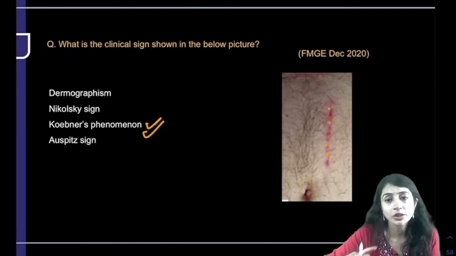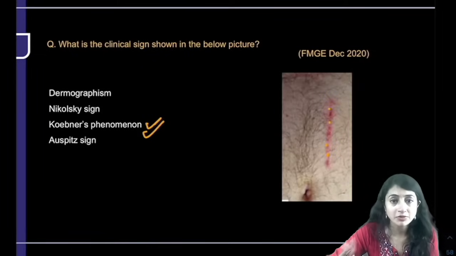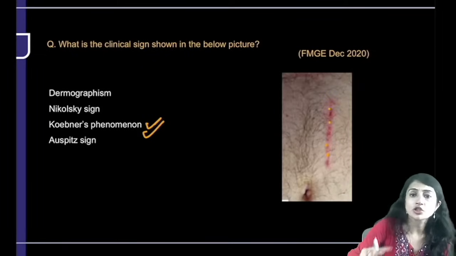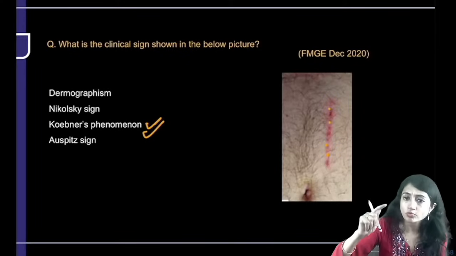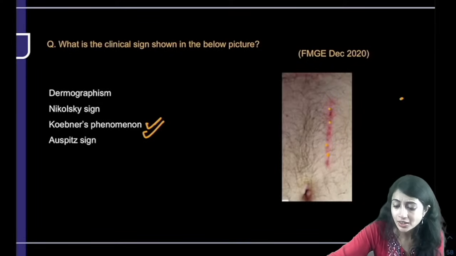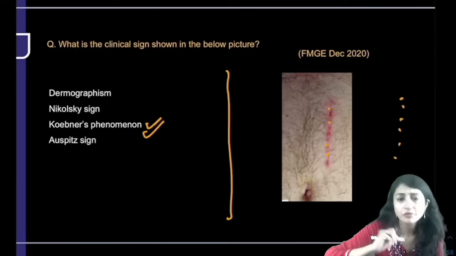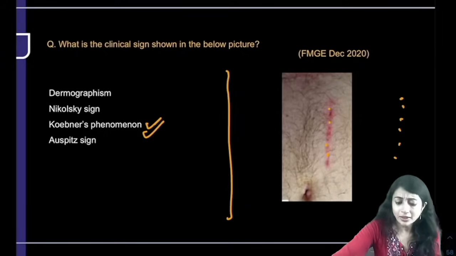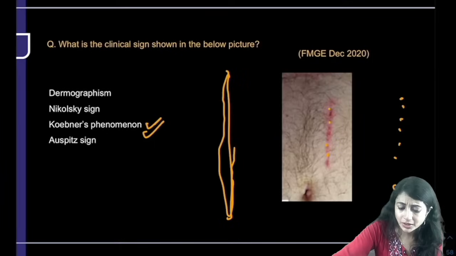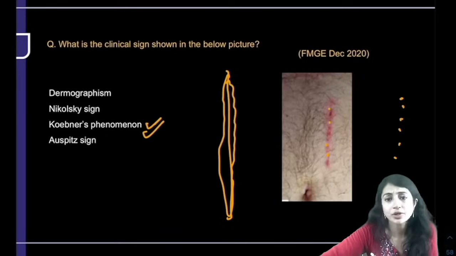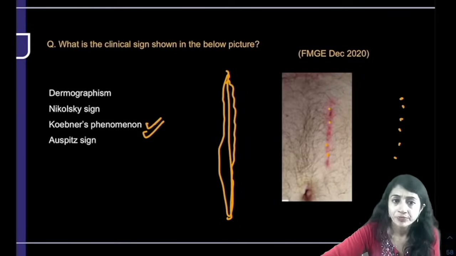Though I think you would be given a more representative image, even if this image is given, I'll mark Koebner's phenomena, because in Koebner's phenomena lesions are formed along the lines of trauma. In dermographism, you will get a full linear lesion, and there will be a wheal-like appearance. There will be some swelling, some redness along that, right?